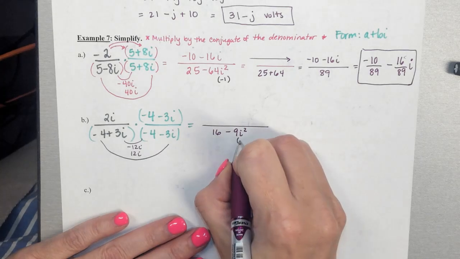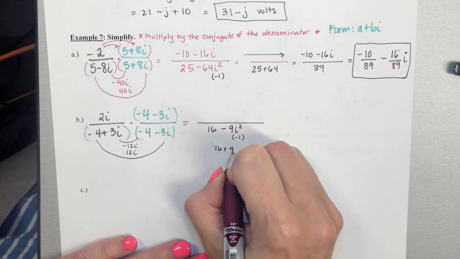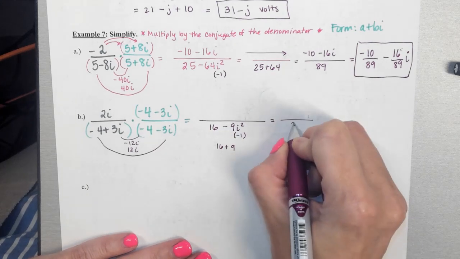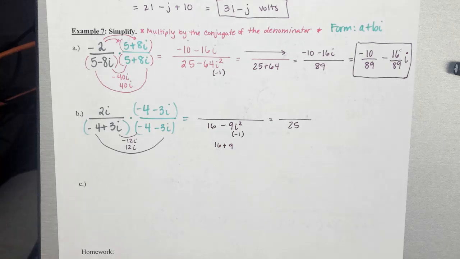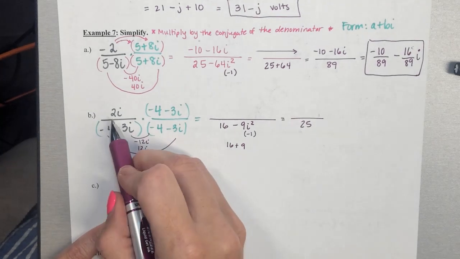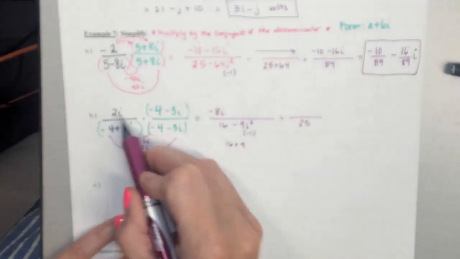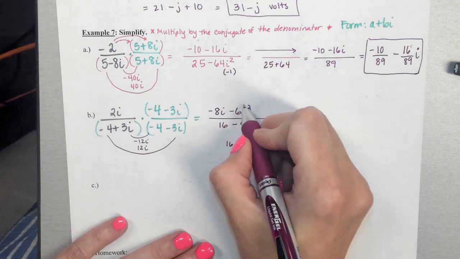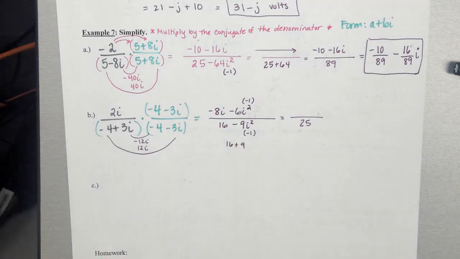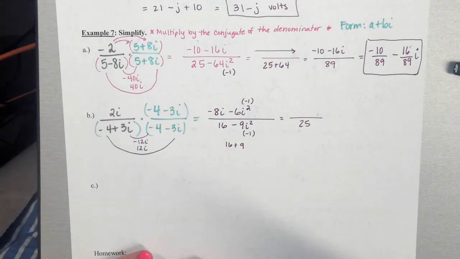And then we are going to plug that in. You're going to get good at knowing this is 16 plus your value, 25 in the denominator. And then on the top, a negative times a positive should be negative 8i. 2i times negative 3i is negative 6i squared. And then we're plugging in that negative, so the negative times a negative is a positive 6.